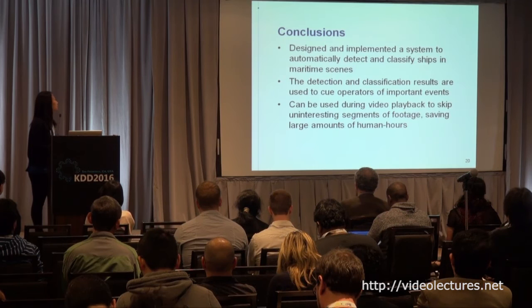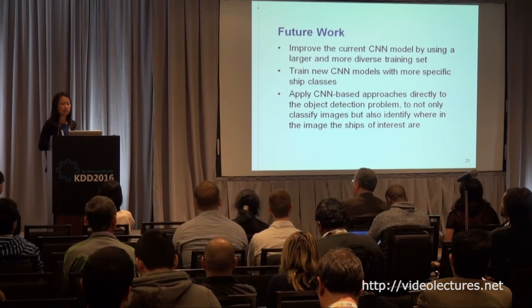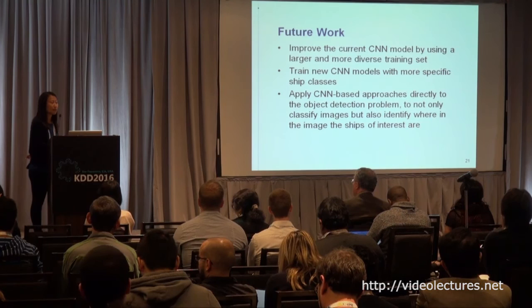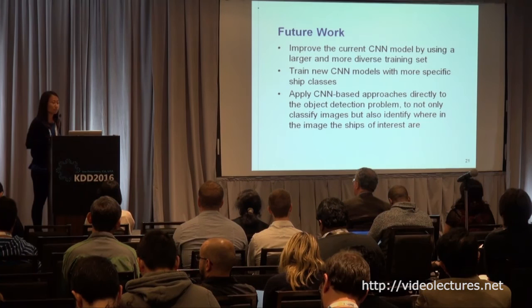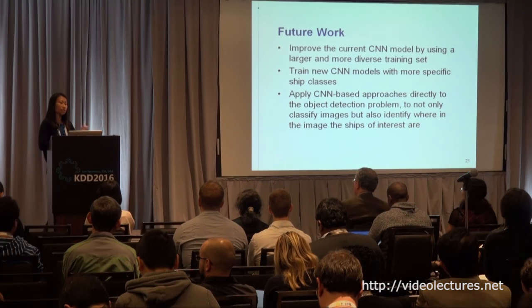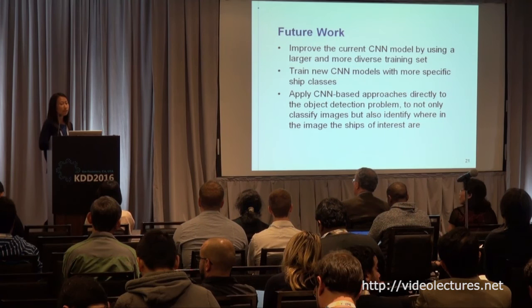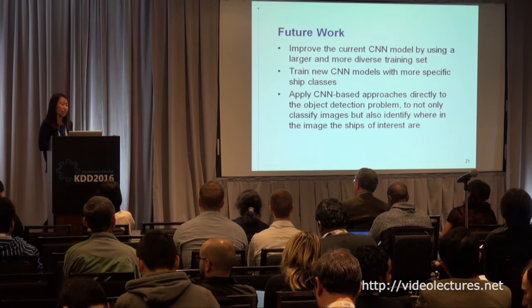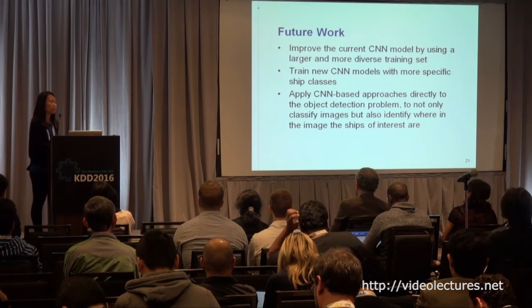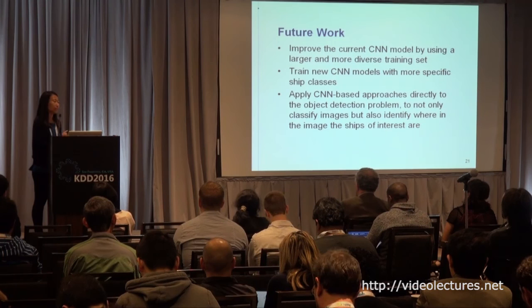As for future work, this is an ongoing project, and we're working with the Navy to acquire more data, because I think that's one thing that could really help improve the results of the system: more data to train on, and not just Flickr data, but real-life data that's more similar to when the system will be deployed. We also want to train more CNN models. Currently we have 6 generic classes, but we would like to see how a CNN would perform if we tasked it to distinguish, say, between different warships and not just between different generic ship classes. And we also want to apply CNN-based approaches to not only classification, but detection as well, so that we can use a CNN to tell us where the interesting activity is going on.